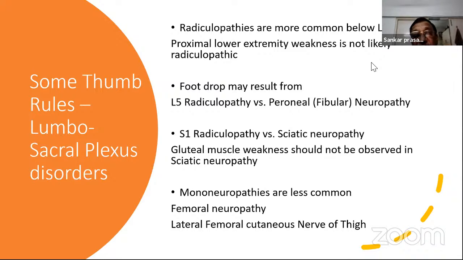So S1 radiculopathy is to be differentiated from sciatic neuropathy. Gluteal muscle weakness should not be observed in sciatic neuropathy, which I have already mentioned. Mononeuropathies are very uncommon in this region. And what are the mononeuropathies that are encountered? Femoral neuropathy and lateral femoral cutaneous nerve of the thigh, which we usually see. That is meralgia paresthetica. Right. So next we'll move on.